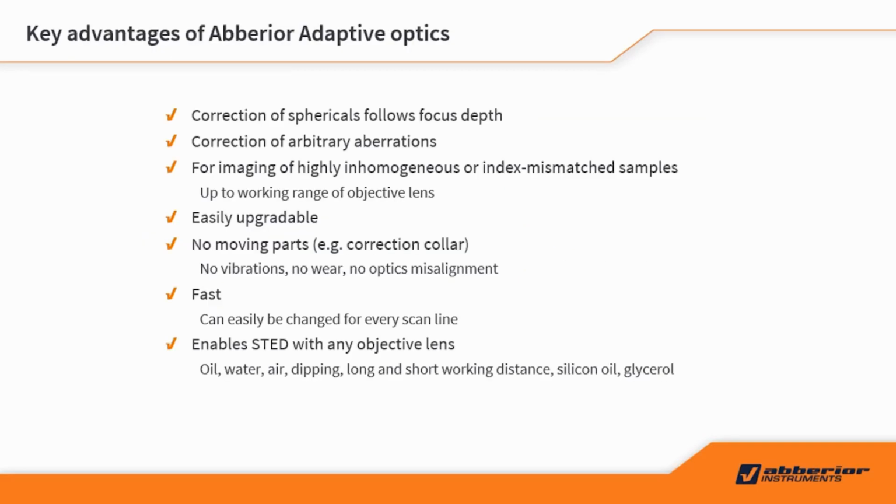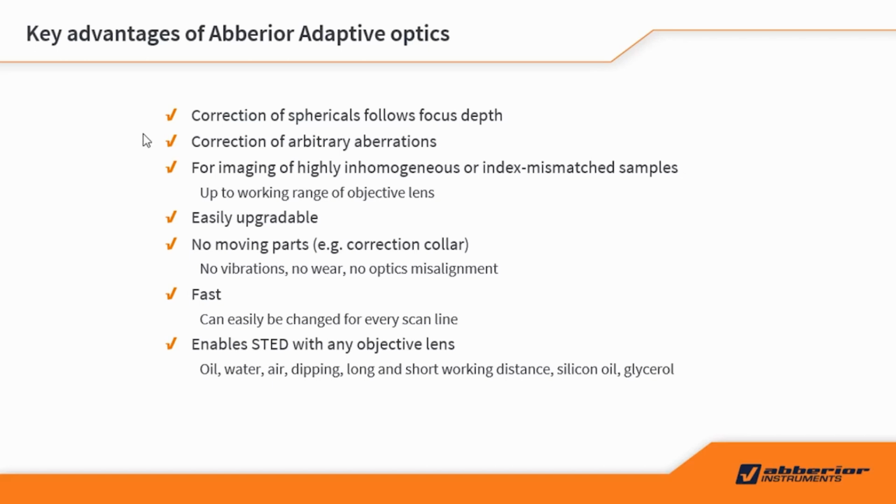I like to sum up the key advantages of our adaptive optics solution for you. First, the correction of spherical aberrations follows along with the focus depth. So as focus changes, either because the user moves the nose piece or the system moves focus during a volume scan, the amount of correction, the spherical aberration, changes in order to make sure that the imaging conditions for each depth, each focus depth, are optimal.